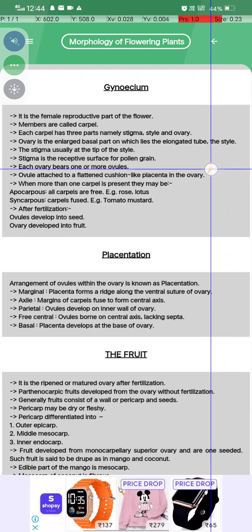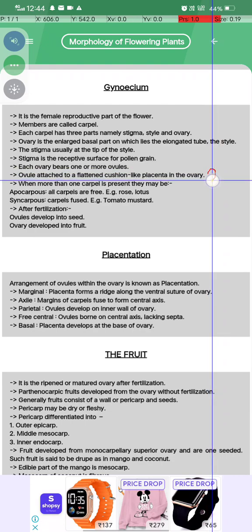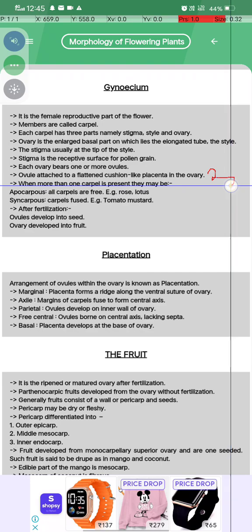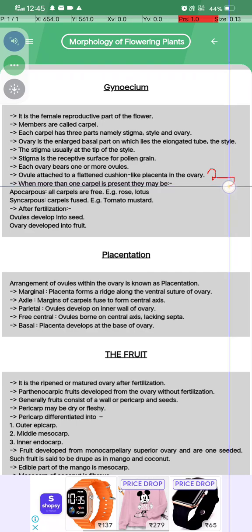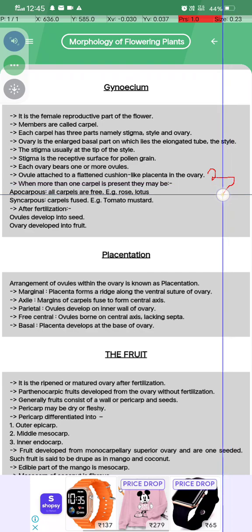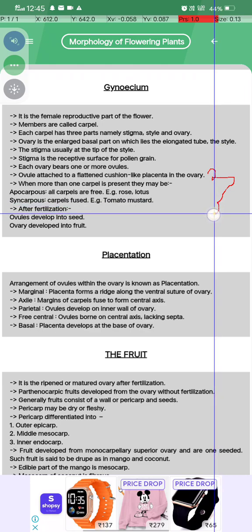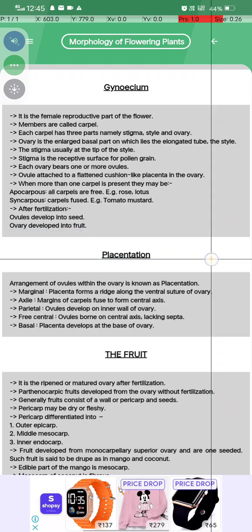Each ovary bears one or more ovules, and the ovules are attached to a flattened cushion-like placenta in the ovary. When more than one carpel is present, they may be apocarpous, where all carpels are free, example rose, lotus, or syncarpous, where carpels are fused, example tomato, mustard. After fertilization, ovules develop into the seed and the ovary develops into the fruit.